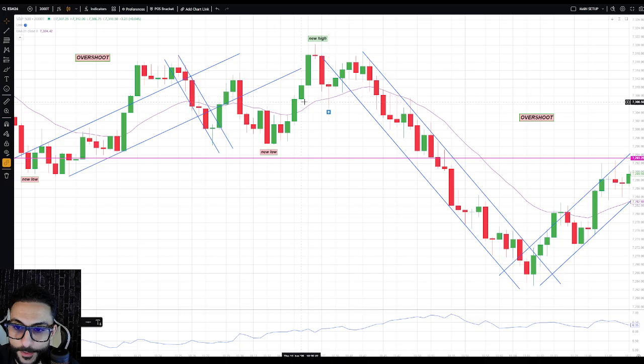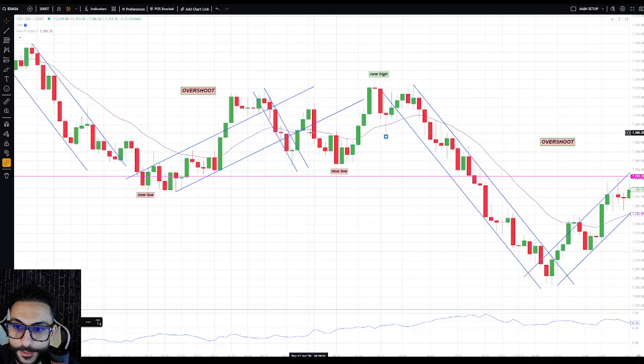But let's say it formed around here right after the initial push above the EMA, I would have taken a higher low for a long position. So now this had a break and a new high, right?